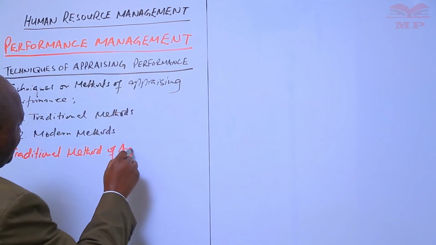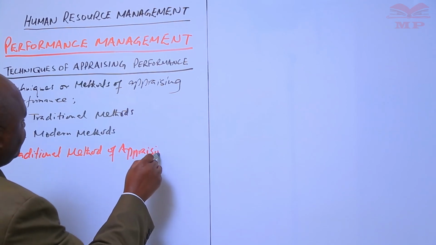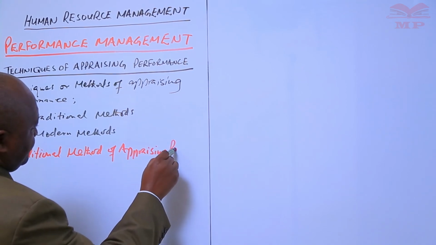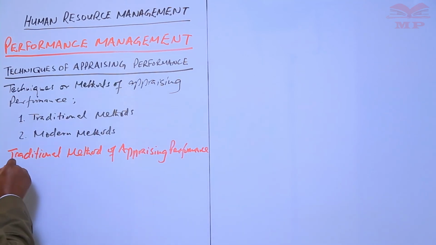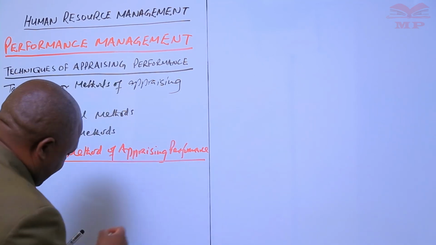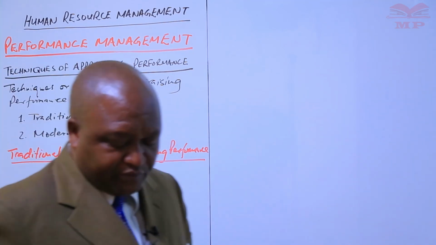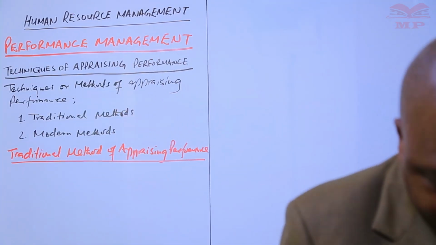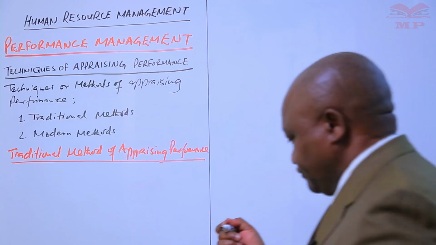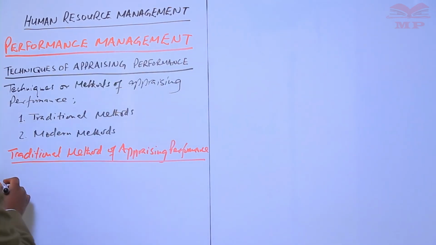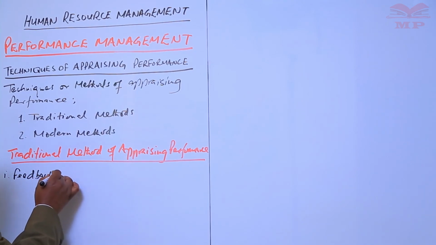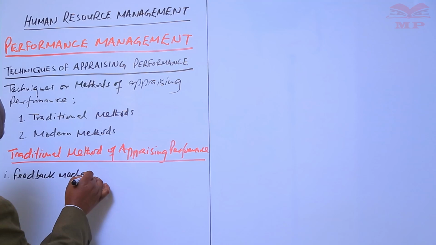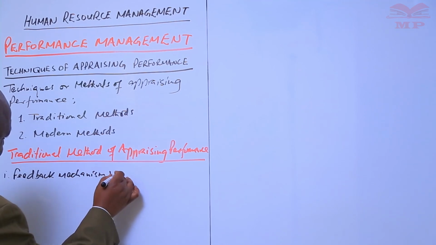Traditional methods of appraising performance. So under the traditional methods of appraising performance, there is a feedback mechanism method.